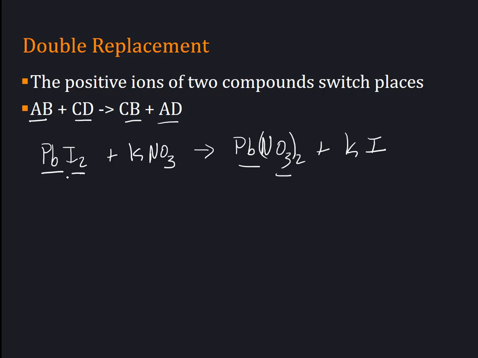So that means we had a replacement. Here we had potassium with nitrate, and here we have potassium with iodine. So we had another replacement. The lead took the place of potassium, and the potassium took the place of lead. They switched partners. So two compounds switch partners. We end with two different compounds. That's a double replacement reaction.